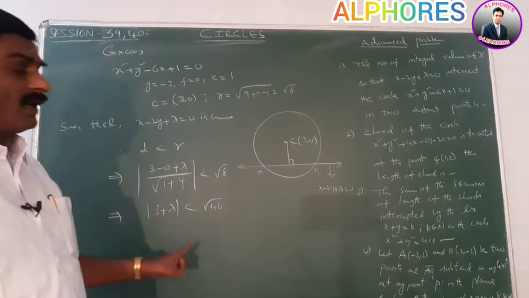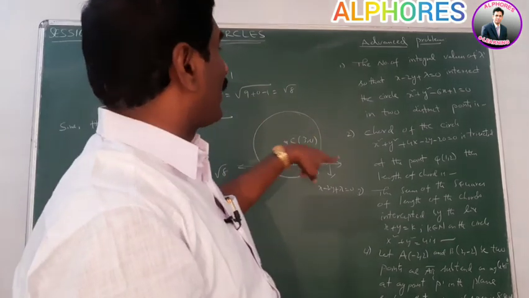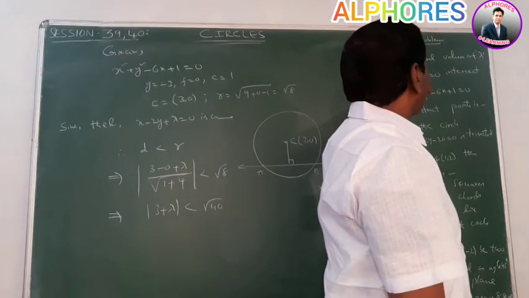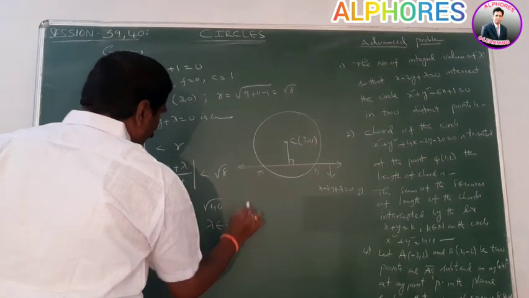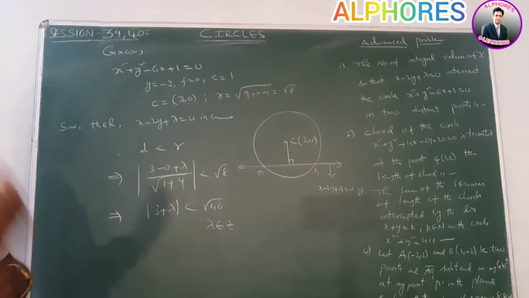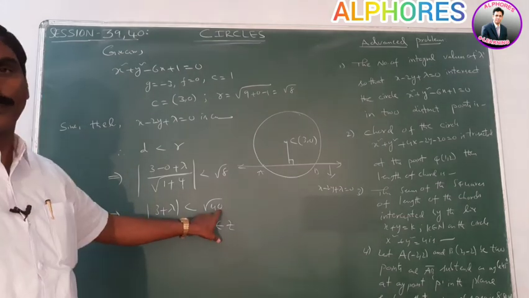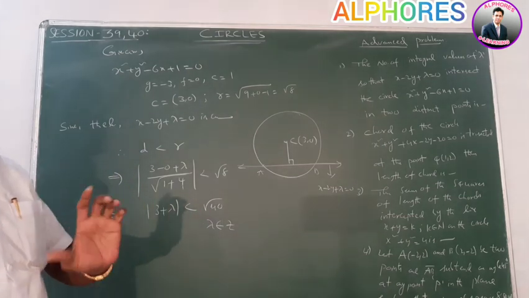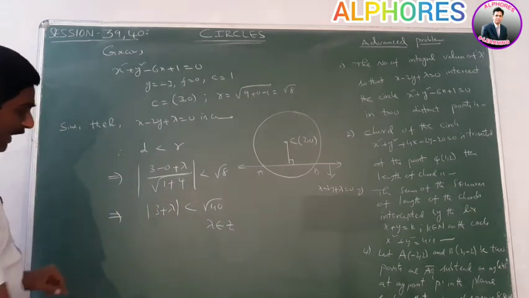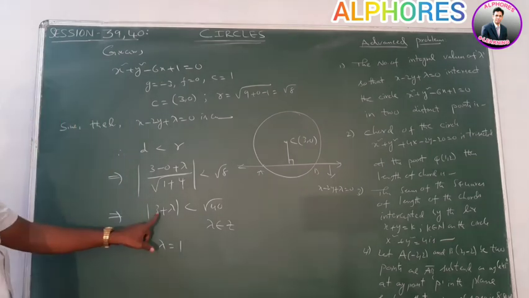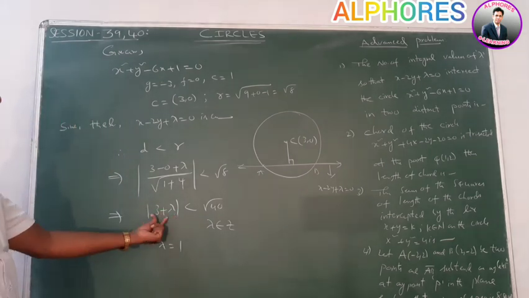It is the condition. Now we find the possible values of lambda, and at the same time these are integral values. Now lambda belongs to Z. Now we find the number of integral values of lambda such that this is true. Now we find the positive values. Suppose lambda is equal to 1. 3 plus 1 means 4. 4 means root 16.